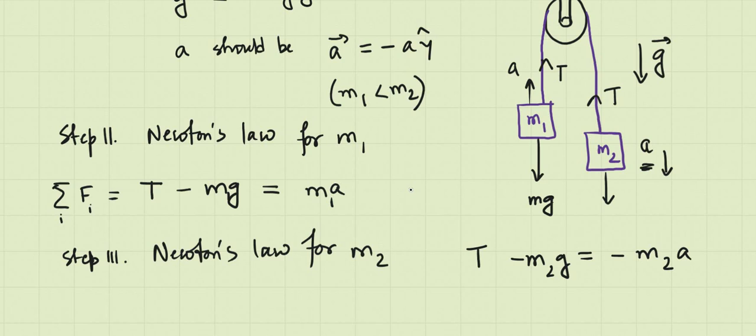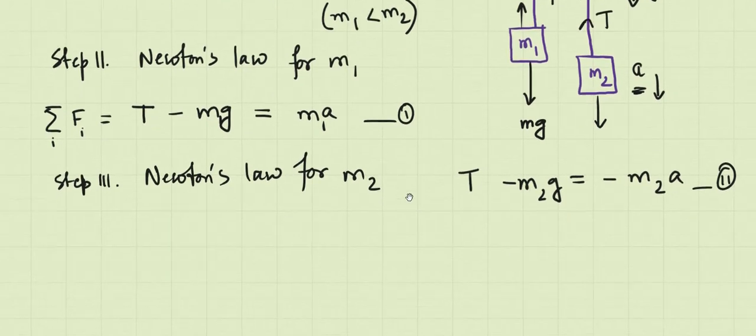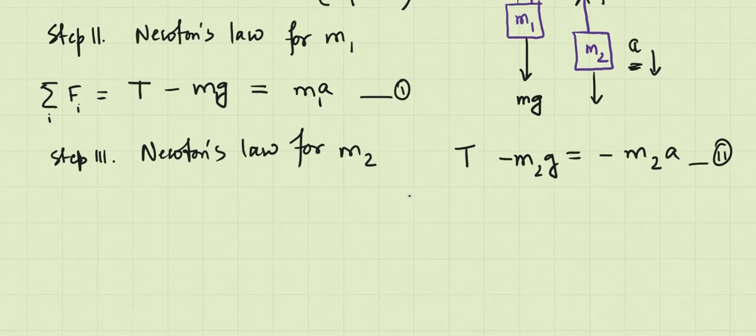So the T has to be the same in all circumstances because this string is massless, and A has to be the same, the acceleration due to the forces would be the same because the string is inextensible. So we have our two equations. So this is equation number 1 and this is going to be equation number 2, and let us solve them to find out the acceleration.